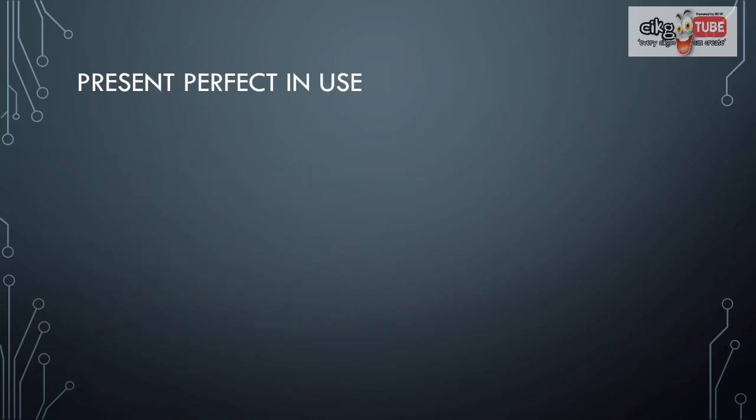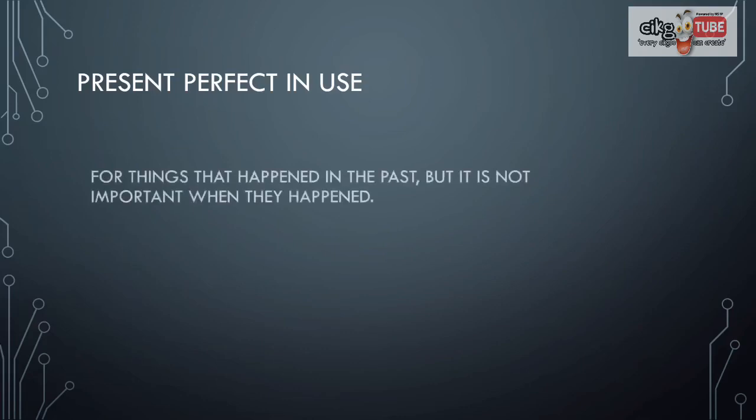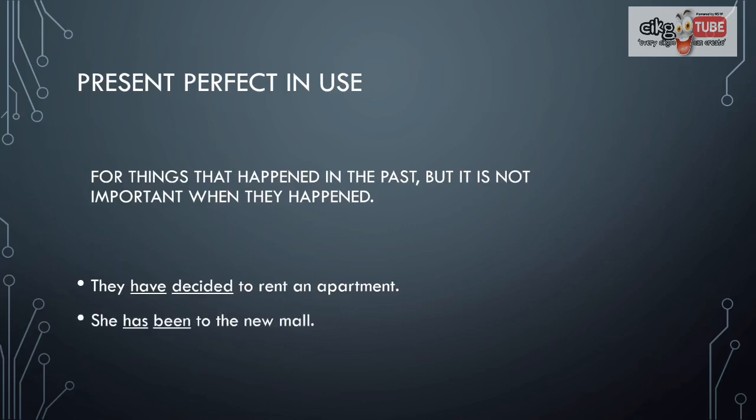Let's have a look at the present perfect tense in use. We use the present perfect tense for things that happened in the past, but it is not important when they happened. They have decided to rent an apartment. It is not important when they decided it, but the decision alone is important. She has been to the new mall. It's not important when she went to the mall, but that it's important that she has been to the new mall.